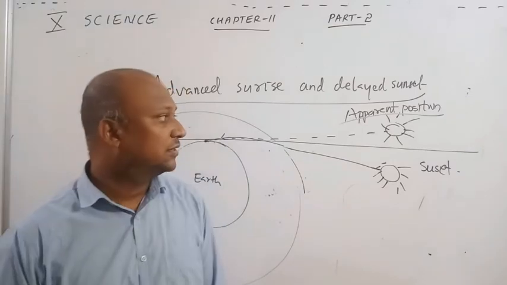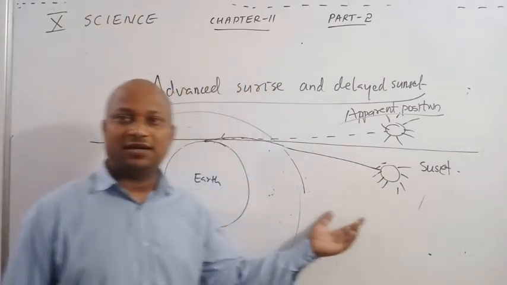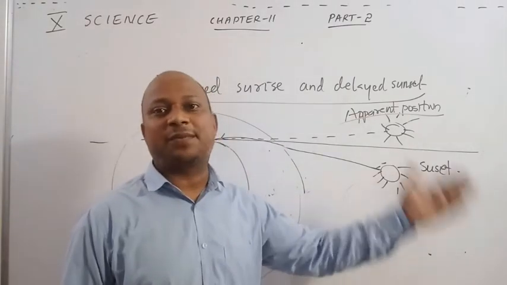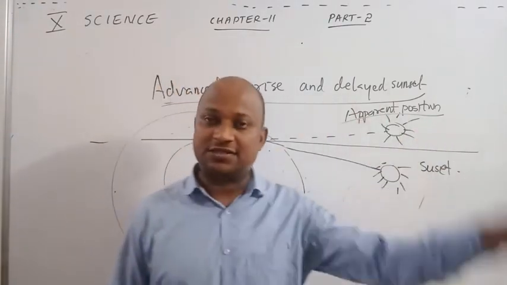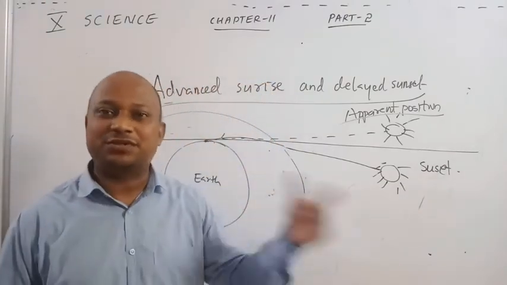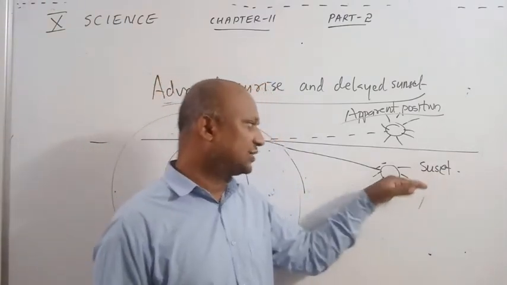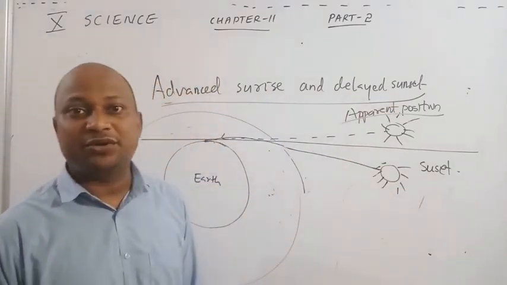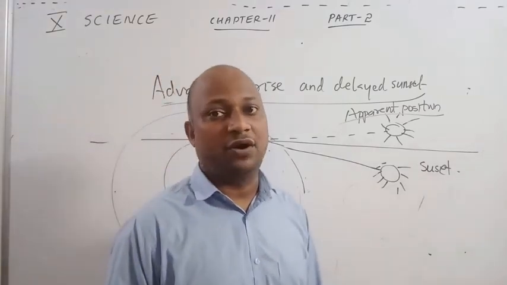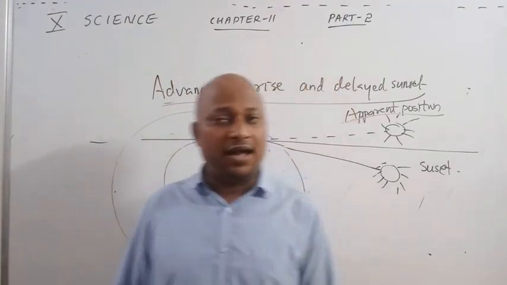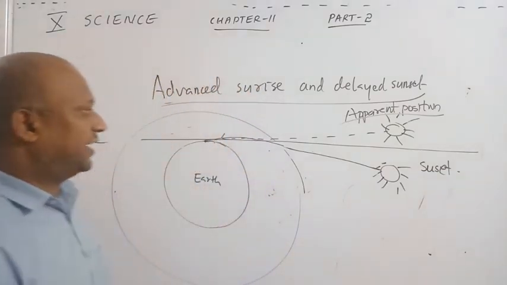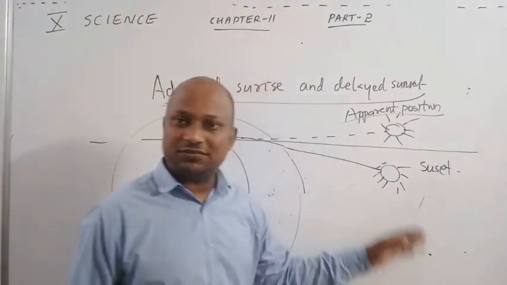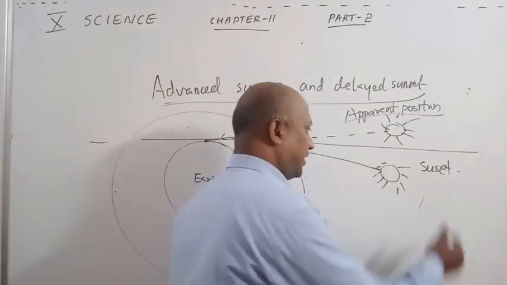Suppose this is sunrise, and this is east and this is west. So even before the Sun rises, actually 2 minutes before, you can see the Sun due to the apparent position of the Sun. The Sun is actually below the horizon, but you can see it above the horizon. This is due to the refraction of light. And sunset, when I talk about sunset, the Sun will set over here.